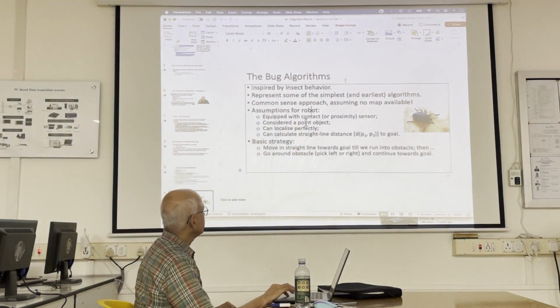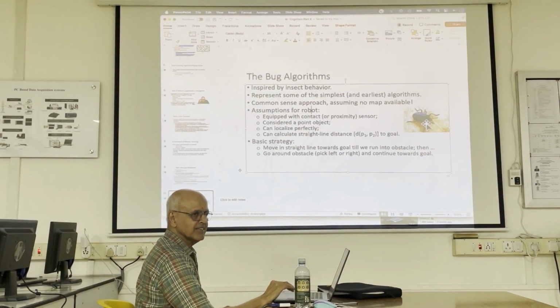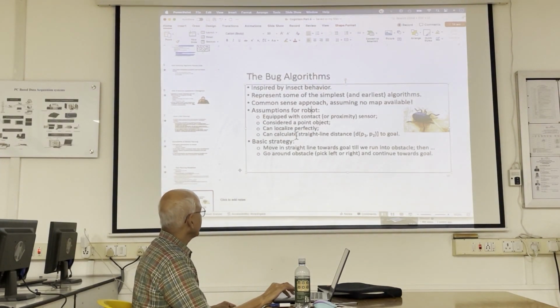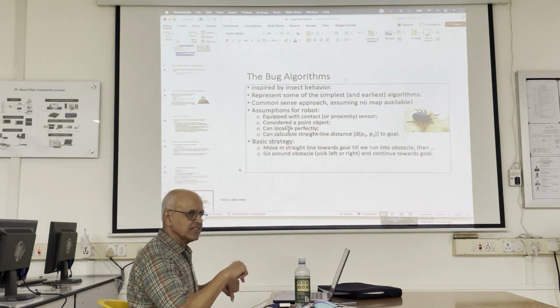So bug is considered a point object. So bug has no size. And finally, most importantly, this is the final thing. There's one more before that. The bug can localize perfectly. And we know that's not possible in the real world.